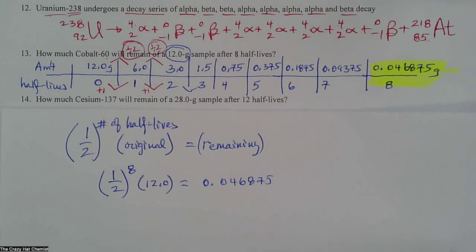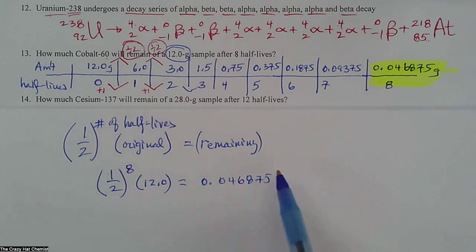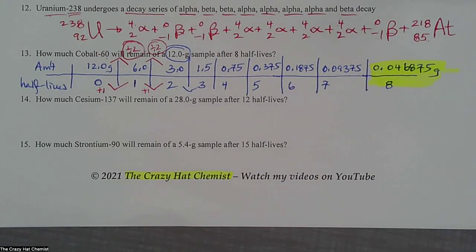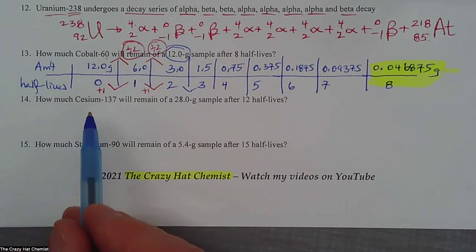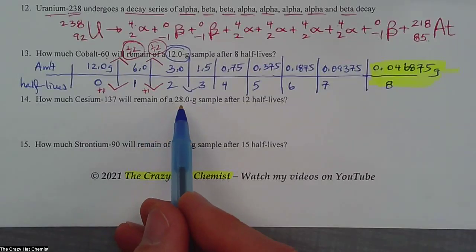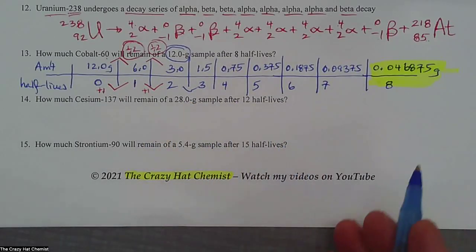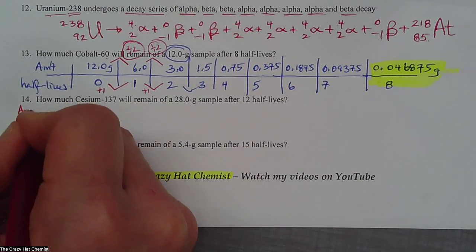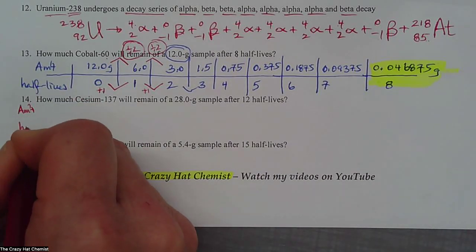All right, let's give the next problem a try. We're going to try it with both methods here and see if you can get that. Okay, here we go. This next one is how much cesium-137 will remain of a 28-gram sample after 12 half-lives. So we're going to do the same thing that we did on the last problem. We're going to start off with an amount and half-lives.